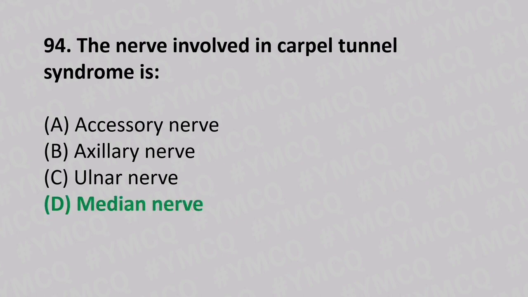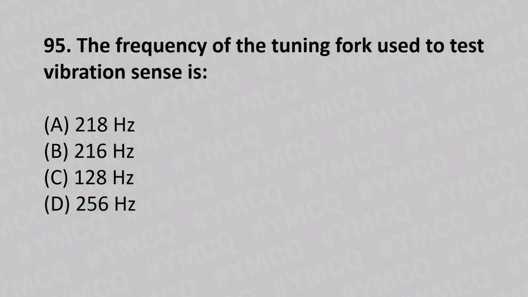Moving to our 95th question, the frequency of tuning fork used to test the vibration is: option A, 218 Hz; option B, 216 Hz; option C, 128 Hz; option D, 256 Hz. And the answer is option C, 128 Hz.